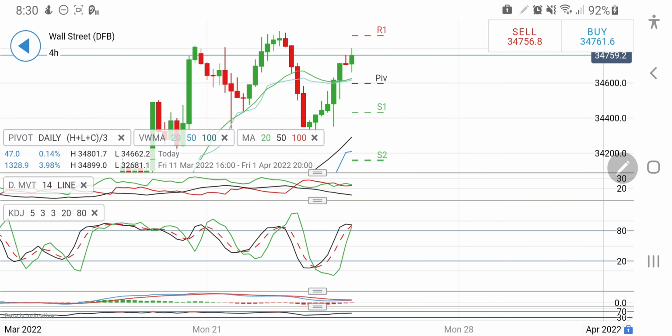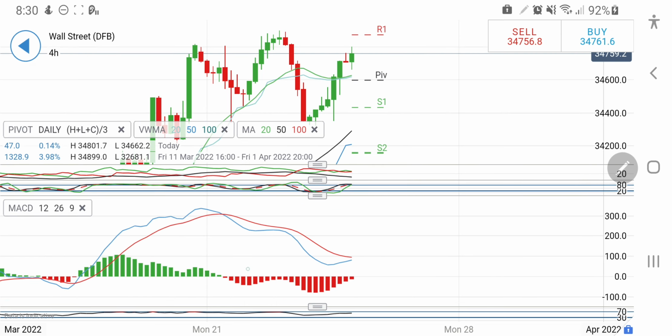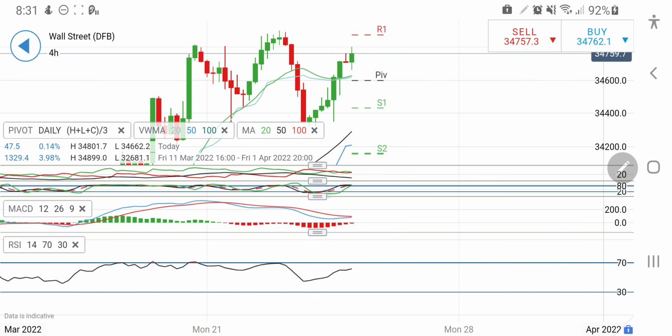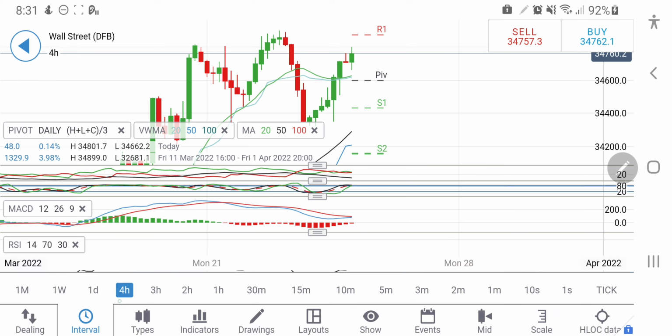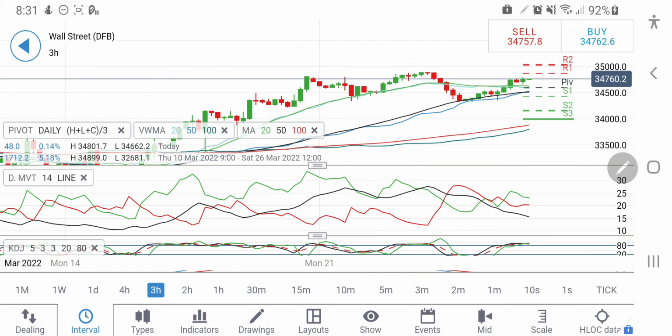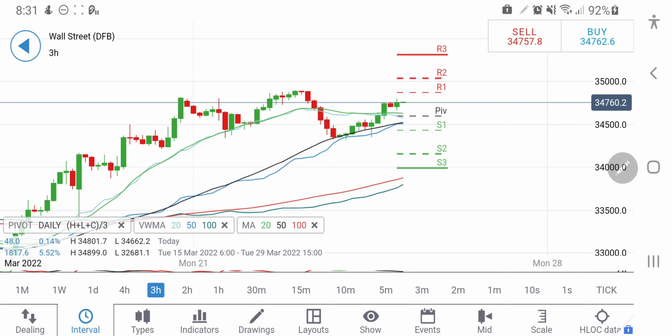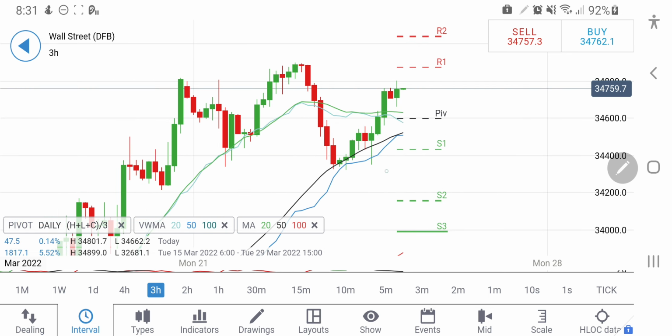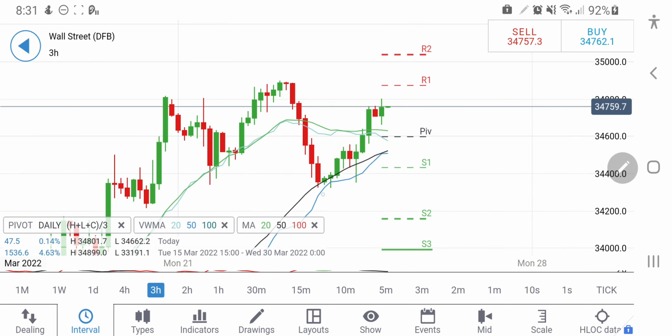Now look at this, the 4-hour stochastic is overbought. The MACD is trying to converge and cross over on the buy side. If it crosses over, we can again expect it to rise. Also look at this, the RSI is neither overbought nor oversold. And similarly on the 3-hour charts, similar is the story. The major support for the day should be at around, see, you can find this out.